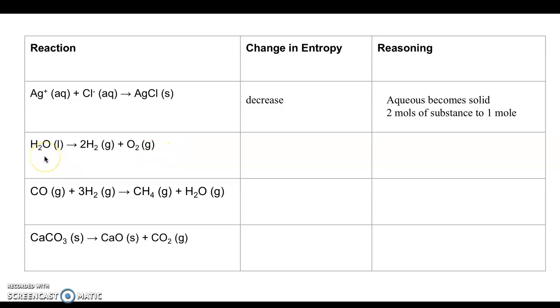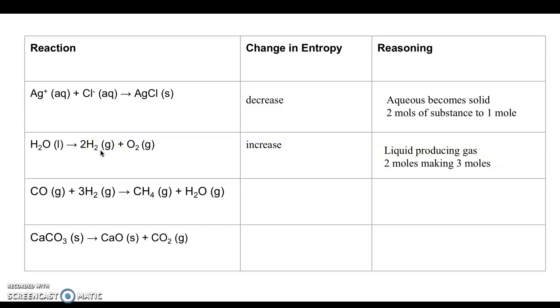In our second example, we have liquid water becoming hydrogen gas and oxygen gas. We're going from a liquid to gas state. Gases have our highest entropy state. Therefore, there's an overall increase in entropy. Like I said, we're going from liquid to gas. Gases have spread out particles, more chaotic order.